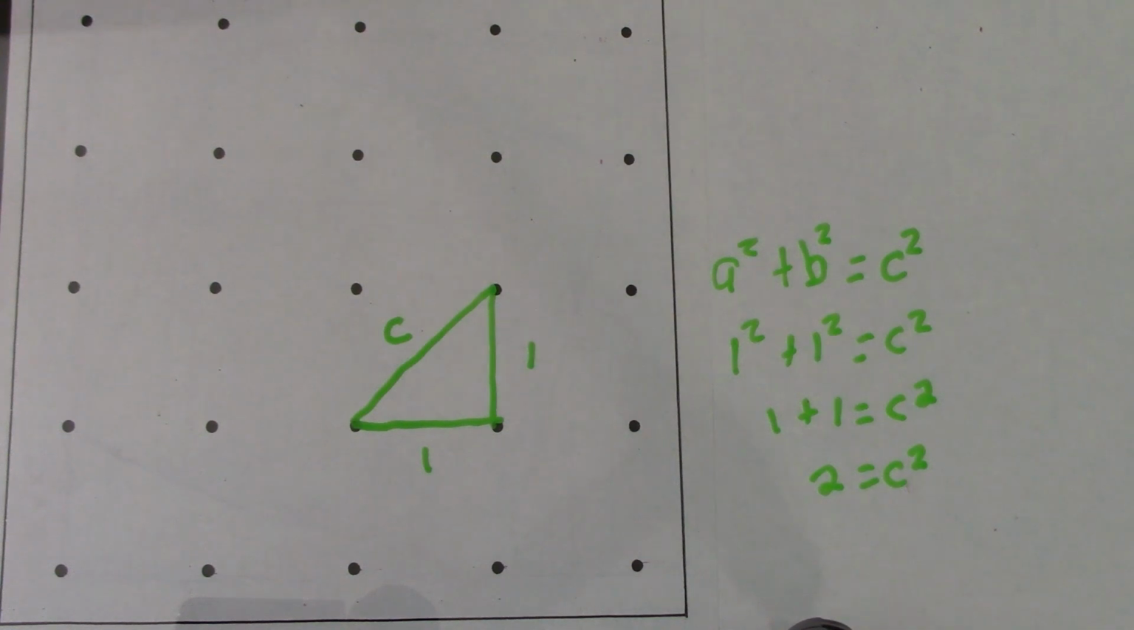So they had a problem, because there's no whole number that when we square it gives us 2. There's no fraction that when we square it gives us 2. So that led to this awareness of a whole new set of numbers, which are called radicals. And so they symbolized it as the square root of 2.